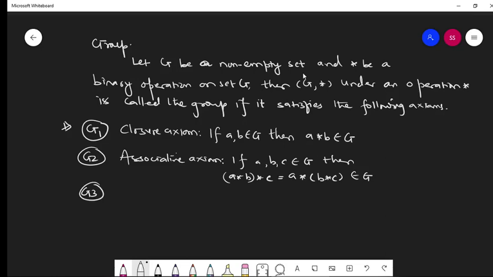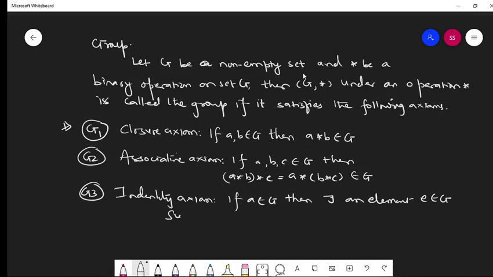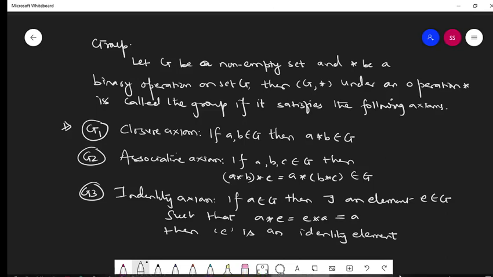And G3, that is the identity axiom. If A belongs to G, then there exists an element E belongs to G such that A asterisk E equals E asterisk A equals A. Then E is an identity element.